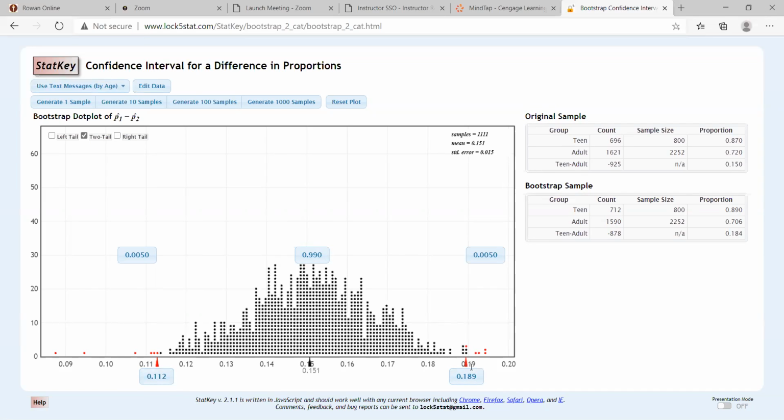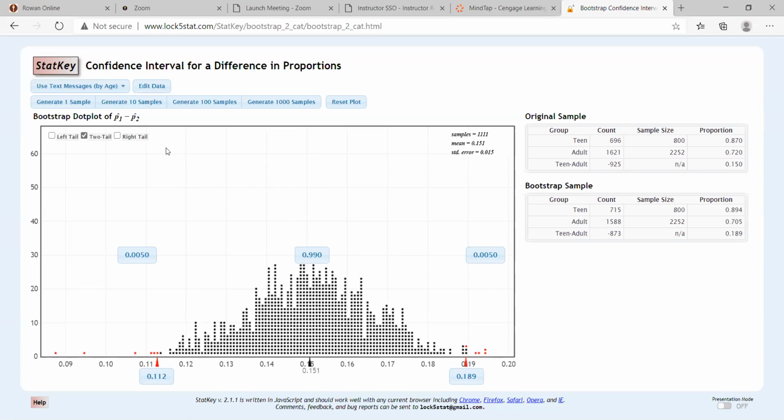But again, we would not say a probability, never a probability. We would say we're 99% confident that the true proportion of teens who use text messages is between 11.2% and 18.9% higher than the proportion for adults who text message. All right. Okay, and that's how you do a difference between proportions. The interpretation is a little different, but it's the same idea. It's just you have to pay attention to two groups in this case instead of one group.